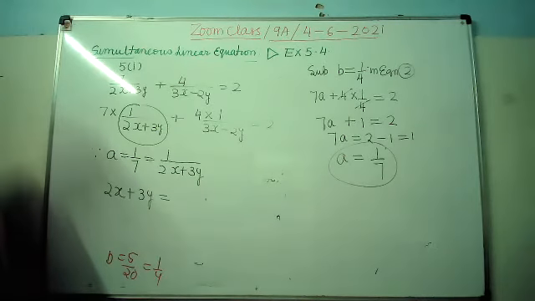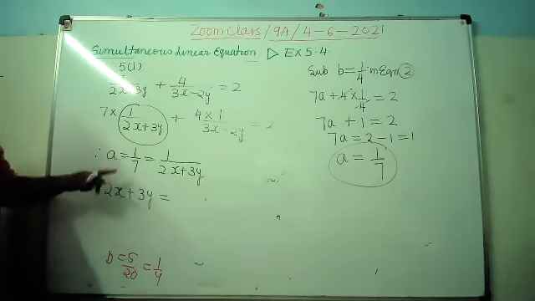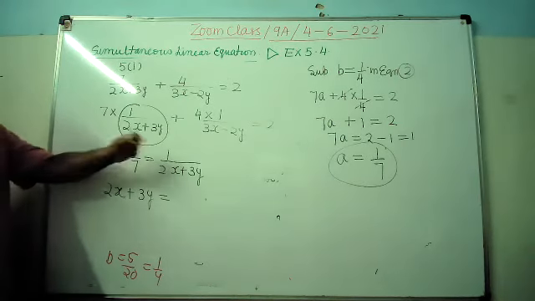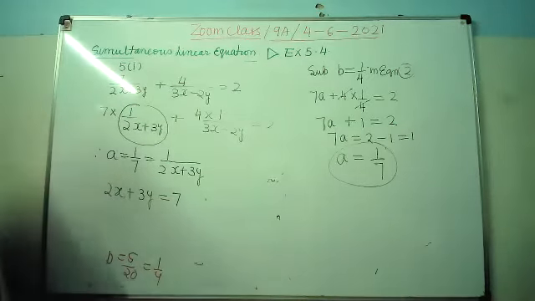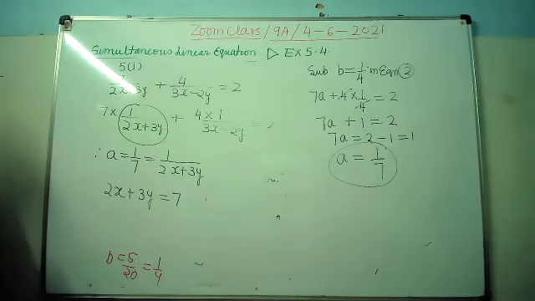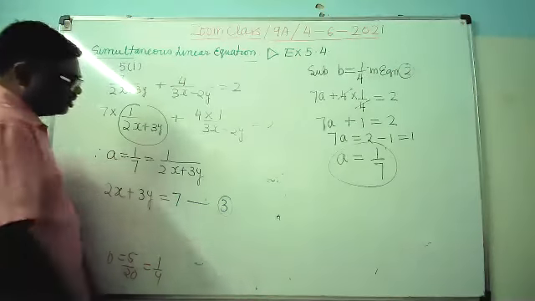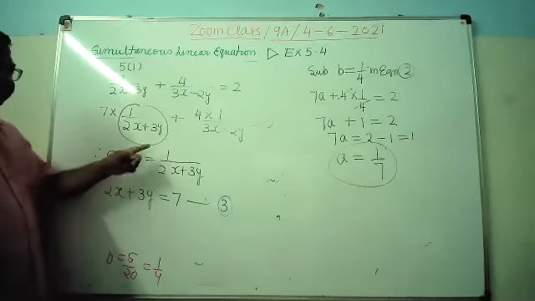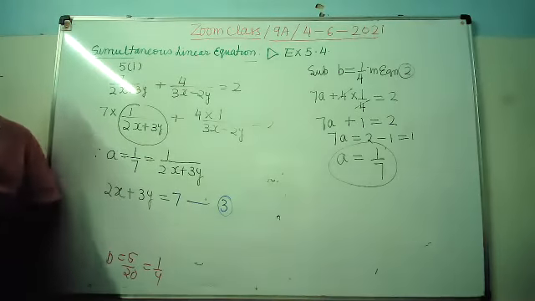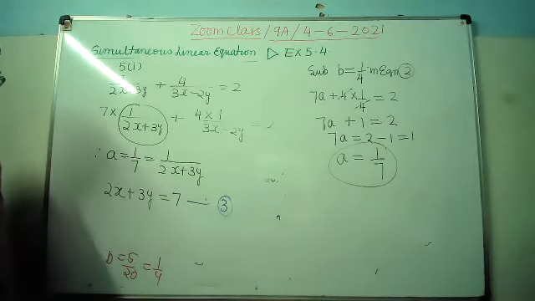Not 1 upon 7. You cross multiply this into this, 2x plus 3y. 7 into 1, 7. So 7 upon 2x plus 3y will be equal to 7. It is equation 3. See, this was multiplied by 1, and it became 7 into 1, 7. Is it clear? Yes, sir.